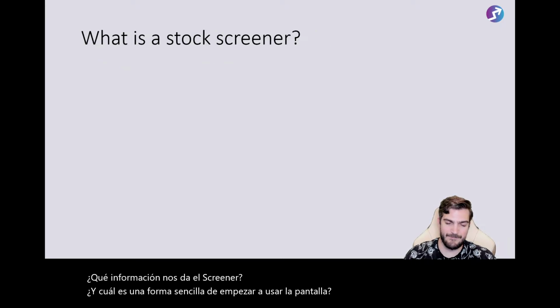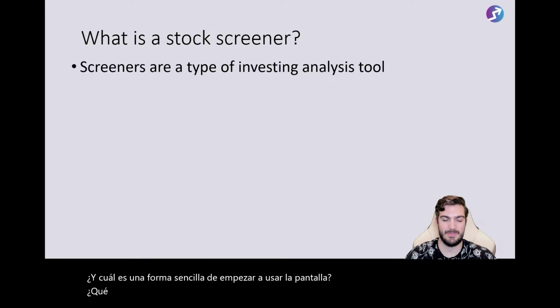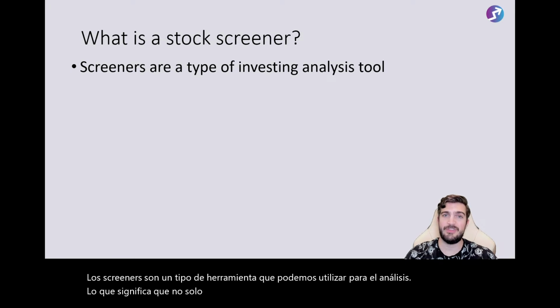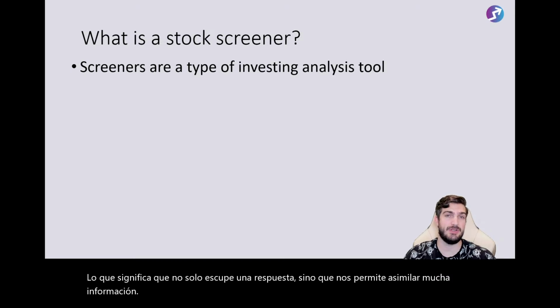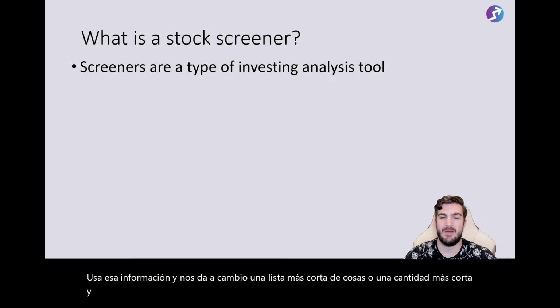Let's start off very basic. What is a stock screener? Screeners are a type of tool that we can use for analysis, meaning it doesn't just spit out an answer. It lets us take in a lot of information, use that information, and gives us in return a shorter list of things or a shorter, smaller amount of information that now we can spend a little bit more time on.